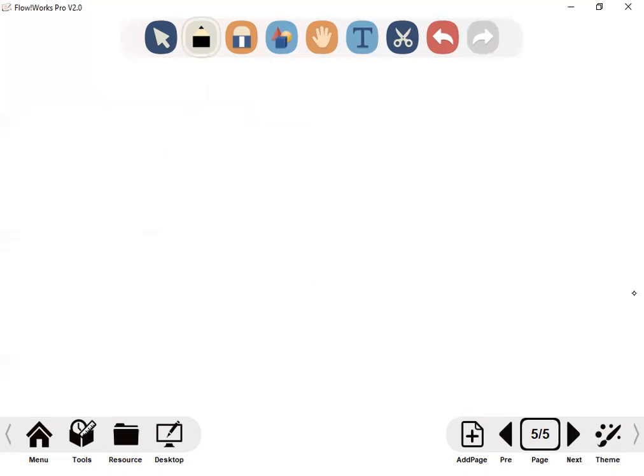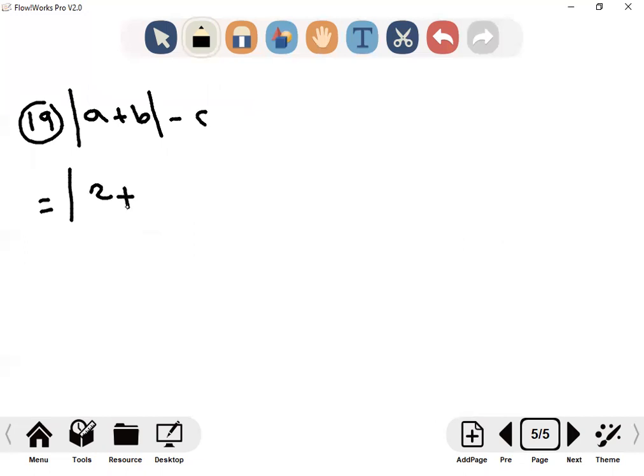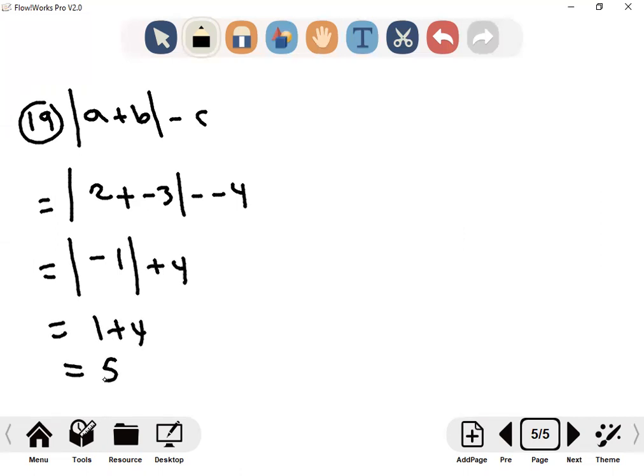Question 19. I have absolute value of a plus b, all minus c, which is equal to a is 2, plus b is negative 3, all minus c. C is negative 4, two negatives, one from the question, one from the value itself, right? So this is equal to 2 minus 3 minus 1 plus 4, meaning 1 plus 4, which is 5.